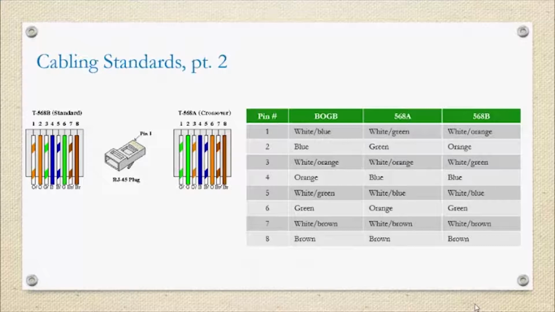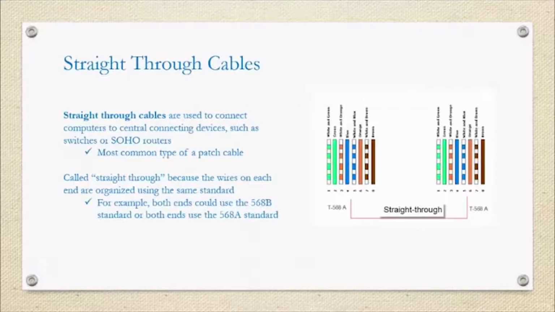And then B is a little bit different, okay? What you're going to see is that the blue cables are in the same position, right? And then the brown cables are in the same position, right? So blue occupy 4 and 5, and then brown always occupies 7 and 8. The only thing that's different here is that the orange and the green are swapped between 568A and 568B, okay?